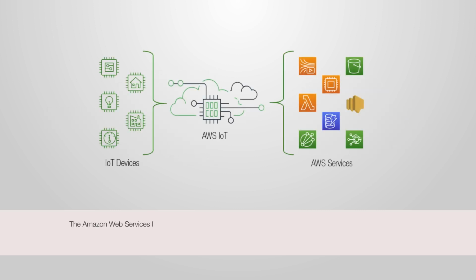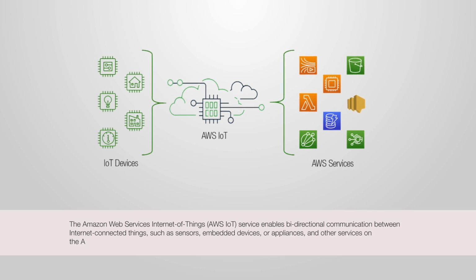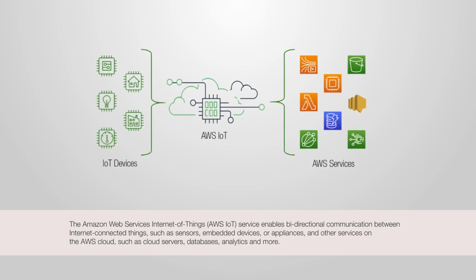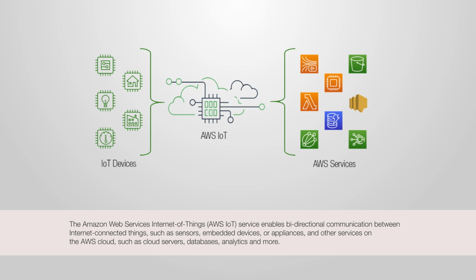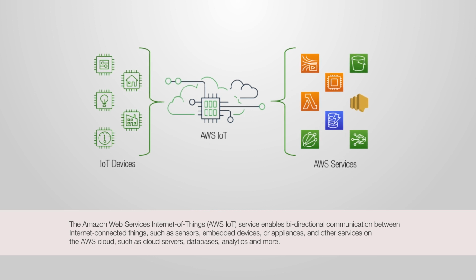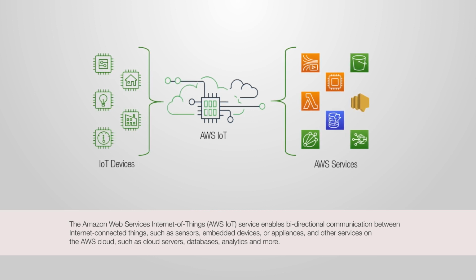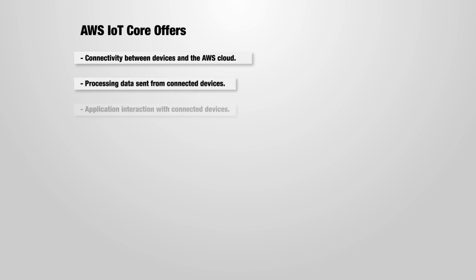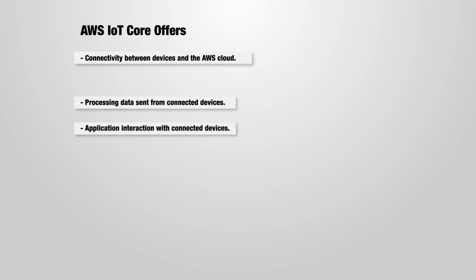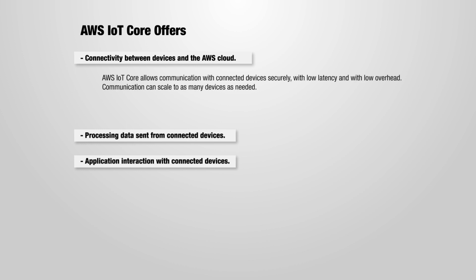The Amazon Web Services Internet of Things service enables bidirectional communication between internet-connected things, such as sensors, embedded devices, or appliances, and other services on the AWS cloud, such as cloud servers, databases, analytics, and more. Amazon IoT Core offers connectivity between devices and the Amazon cloud, processing data sent from connected devices, and application interaction with connected devices.